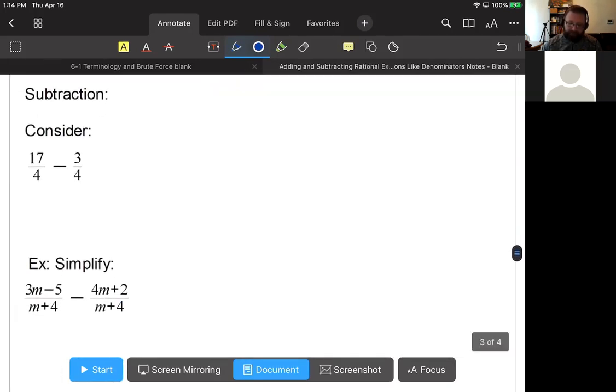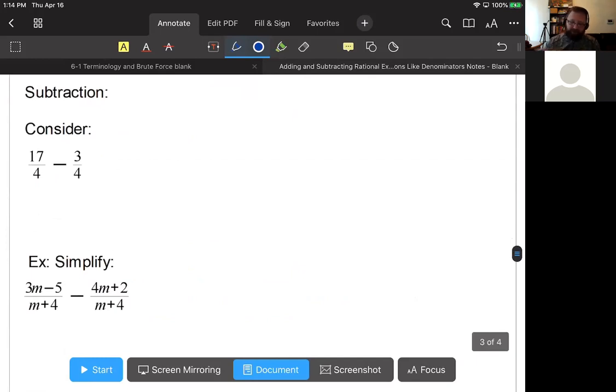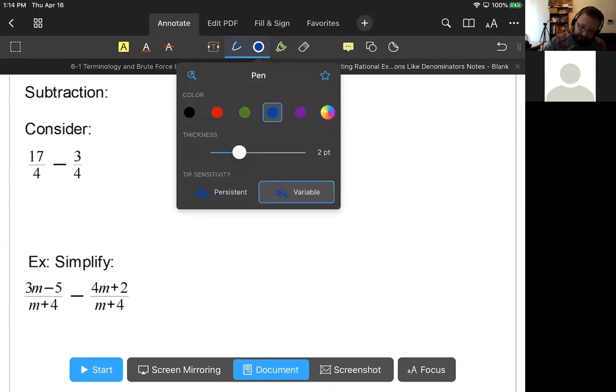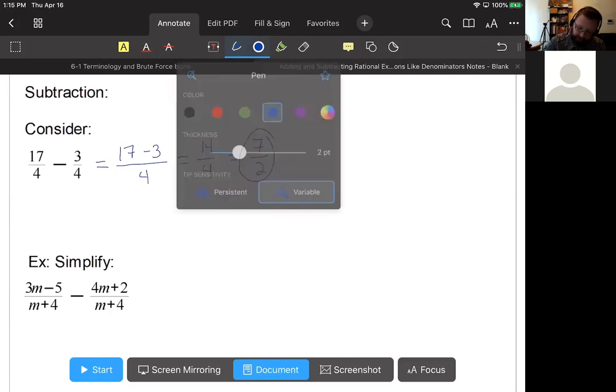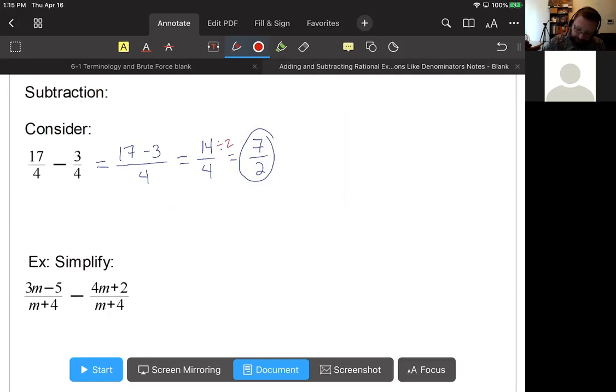Well, when we subtract two fractions, we pretty much do exactly the same thing that we just did with addition. And the reason for that is subtraction is really just addition of a negative number. So what we do is we subtract the numerators, 17 minus 3, and we leave it over our common denominator. So 17 minus 3 over 4, well, that would be 14 over 4, which would reduce to a final answer of 7/2, because both the top and the bottom of that expression are divisible by 2.